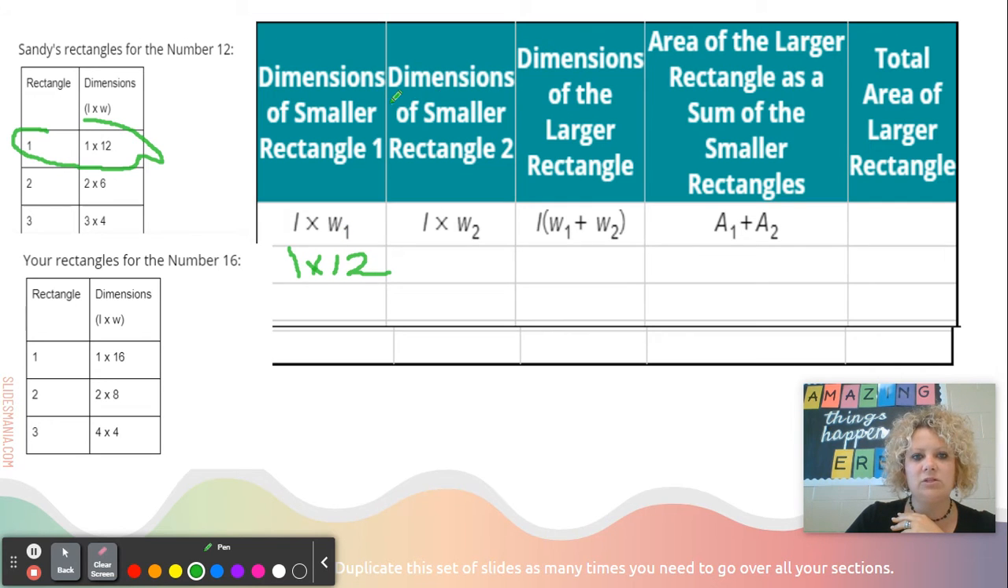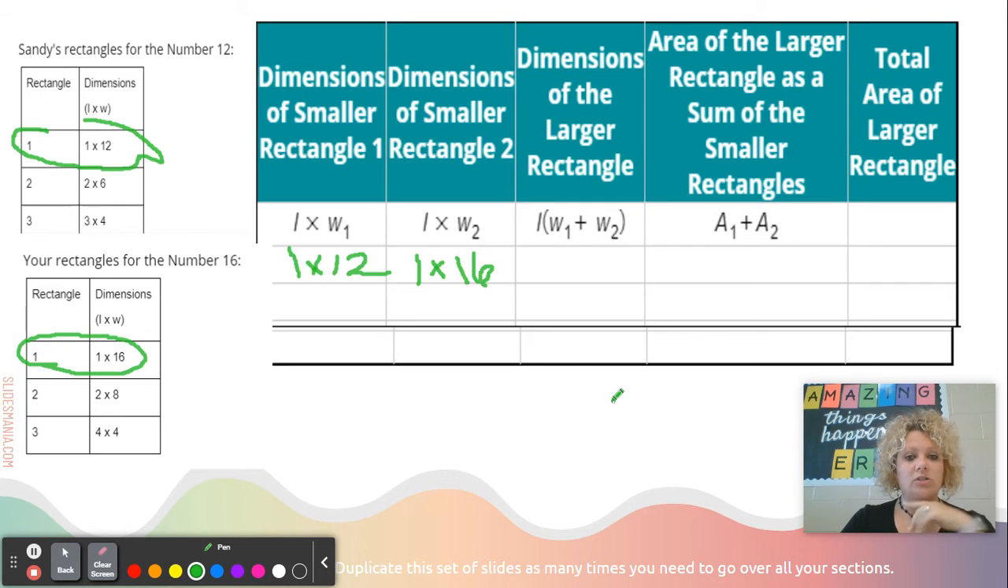Okay, now the dimensions of smaller rectangle 2. So right here is this one. So we're going to put this in right here because this is our second rectangle. So 1 times 16. And you're going to see this exact thing while you're working through the assigned lesson today. Not everything from the lesson is going to be on my PowerPoint, but I want you to work through some of them by yourself.